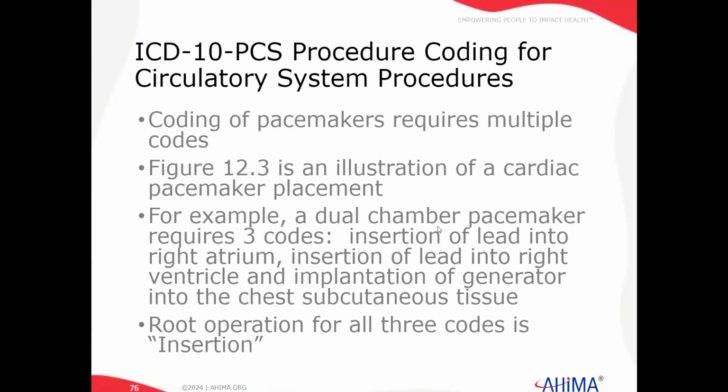Coding of pacemakers requires multiple codes, and you can see this in figure 12.4. So in this example, a dual pacemaker is going to require three codes. Why three codes? Because we need one for the insertion of the lead into the right atrium. We need another for the insertion of the lead into the right ventricle. And then we need a third for the implementation of the generator into the chest. And for all these things, since we're putting something in, it's an insertion.